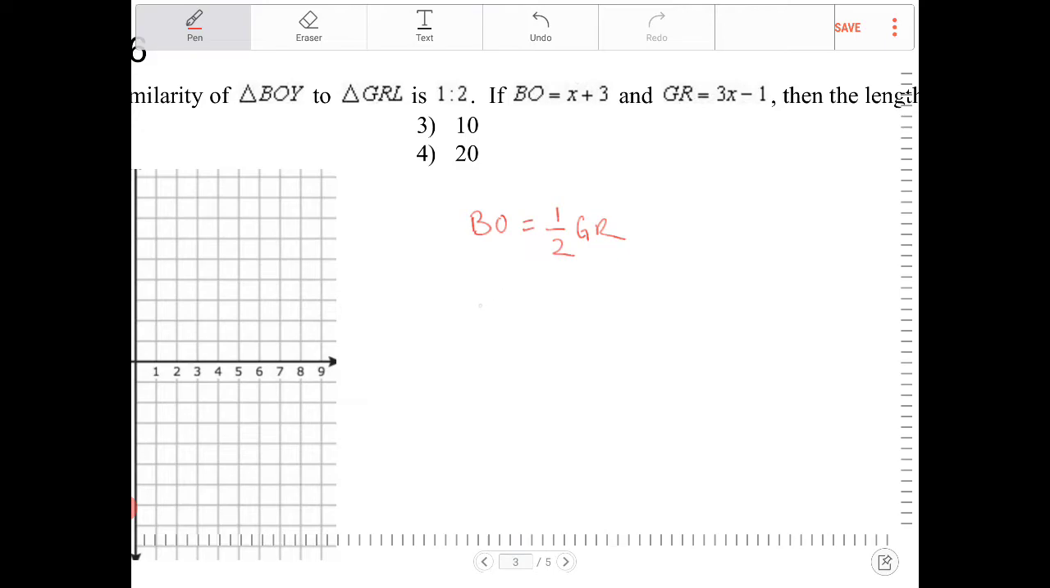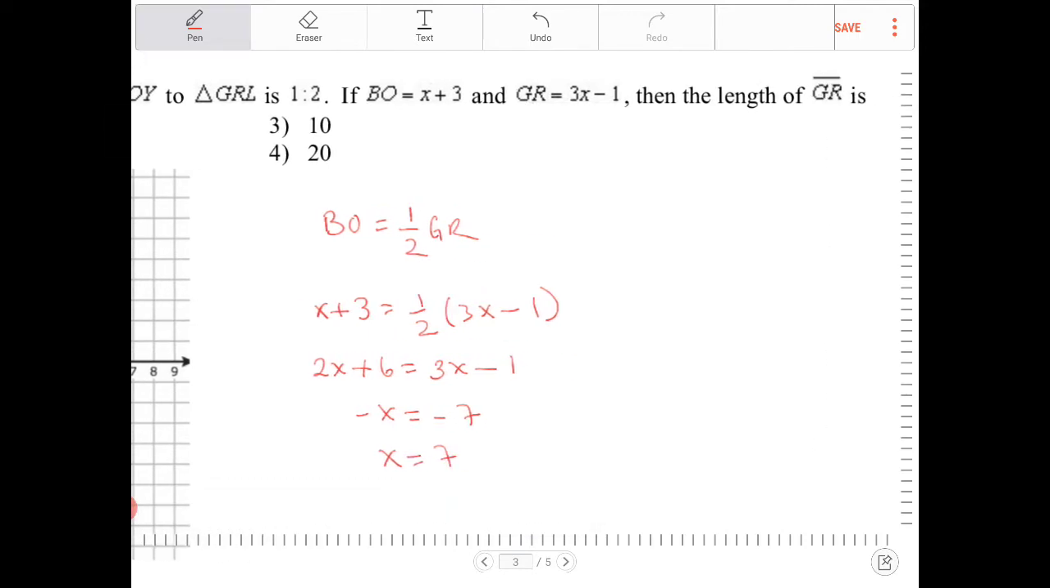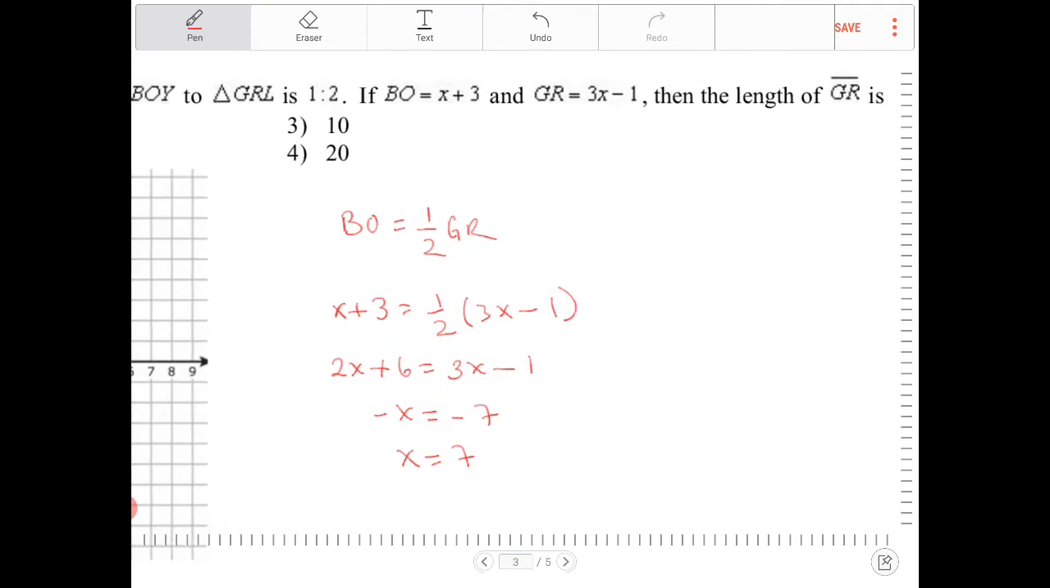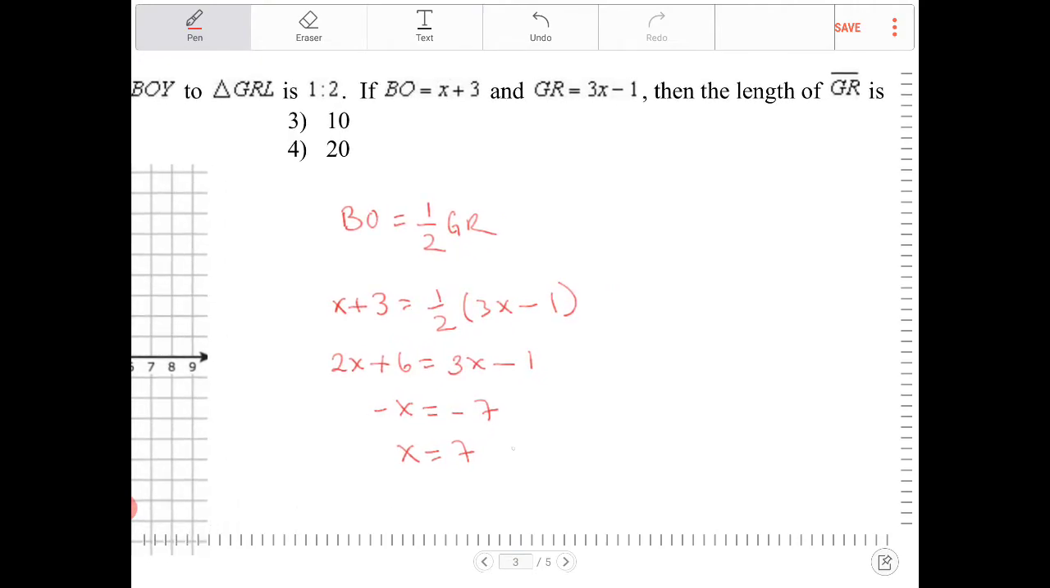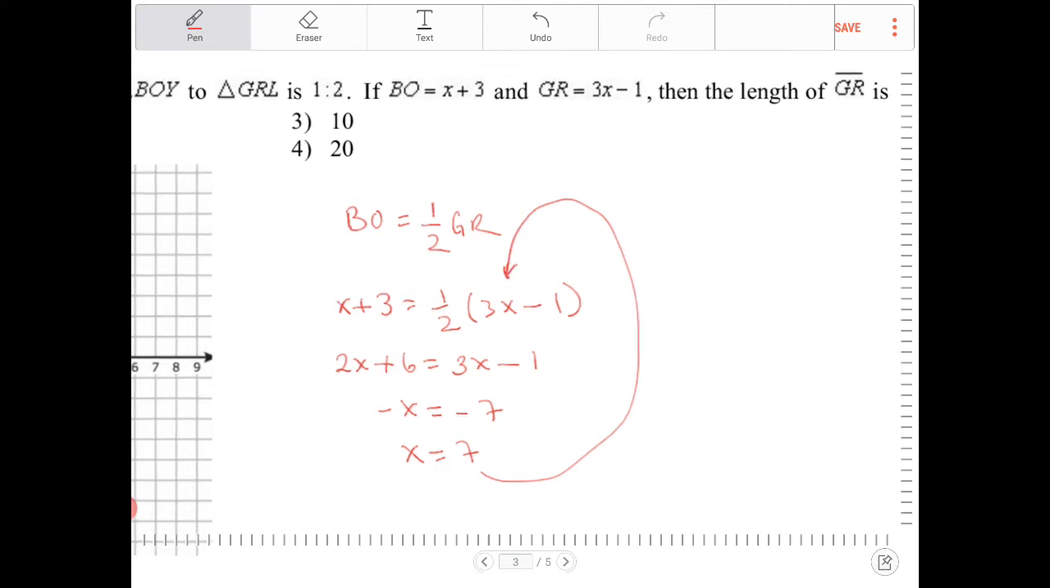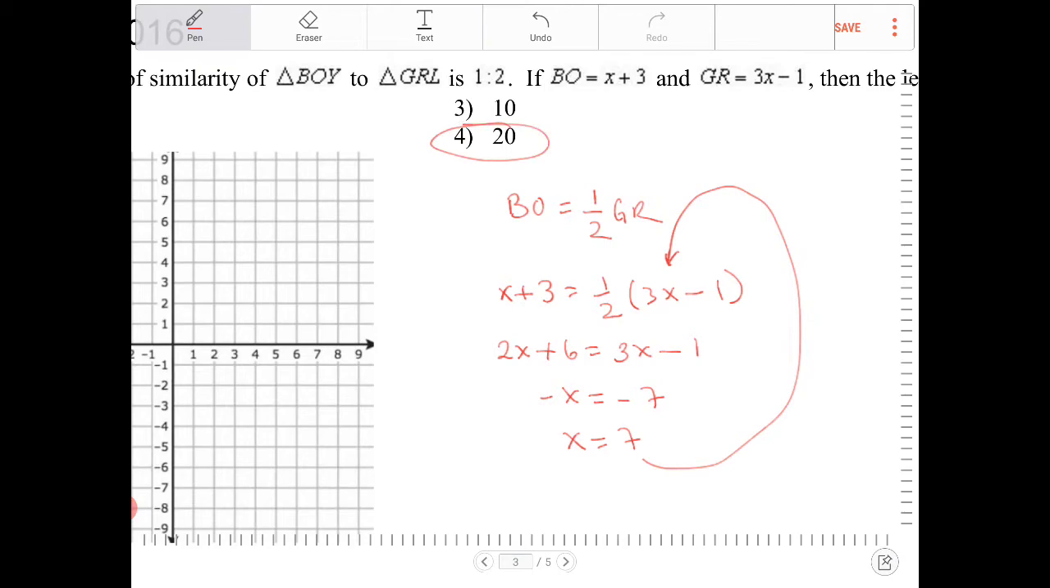And if that's the case, then x plus 3 is equal to 1/2 of 3x minus 1. I want to multiply both sides by 2. 2x plus 6 is equal to 3x minus 1. Subtract 3x, I get negative x. Subtract 6, I get negative 7. X will equal 7. And we need to find the length of GR. So to find GR, all I got to do is substitute 7 back in here. 3 times 7 is 21, minus 1 is 20. So that would be option 4.